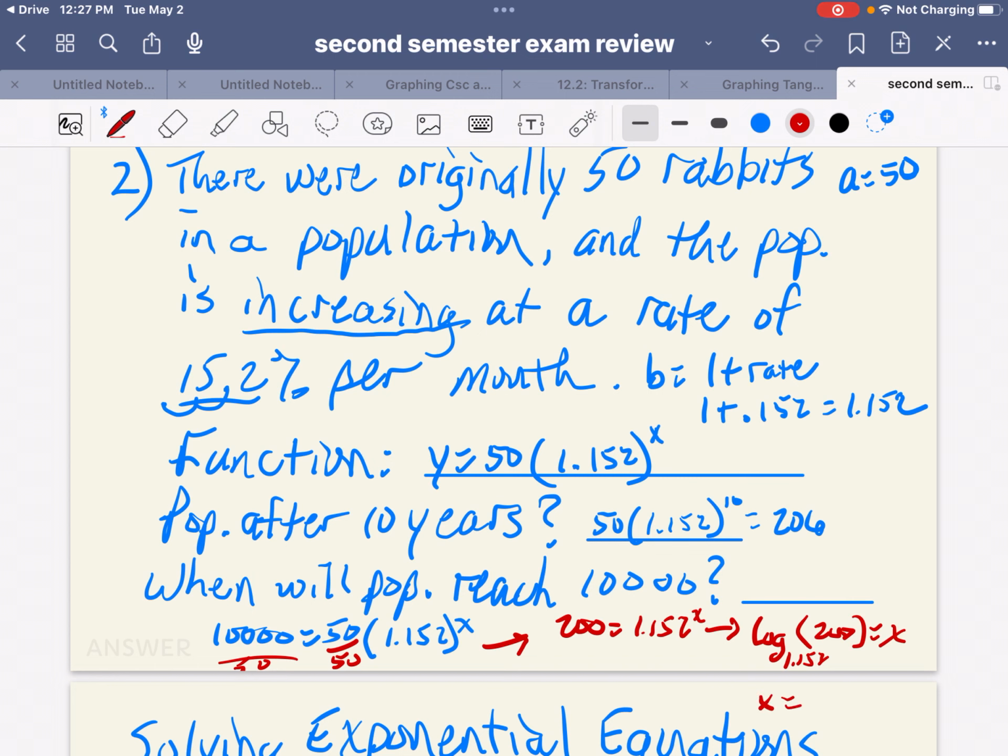So grabbing a calculator will give us our answer. And let's see, log with a base of 1.152 of 200, x equals 37.4 years. That's how long it takes the population of rabbits to grow from 50 to 10,000. So hopefully that's a good review of reading a word problem, building the exponential function, and using logarithms to solve those equations. We will be reviewing logarithms a little bit more in this video.